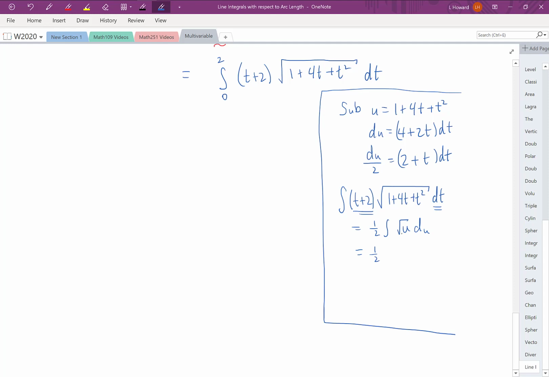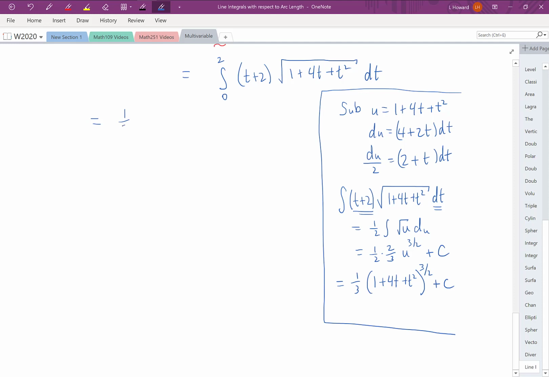And then we can say, well, integrating the root u, we're going to have u to the 3/2 times 2/3. And we can say plus c, just because that's good form with indefinite integrals. And then we can write down our answer. So that would be 1/3 times something to the power 3/2, where the something is our u. So the 1 plus 4t plus t squared. And then we'd have our plus c on here just for good measure. So with that, we're ready to finish off our integration.